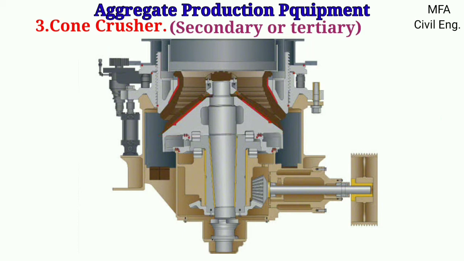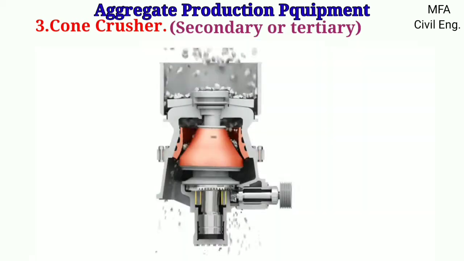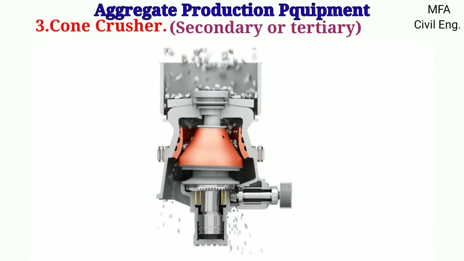In this type of crusher, the manganese steel conical head is mounted on the vertical shaft, which serves as one of the crushing surfaces. The other surface is a concave, which is attached to the upper part of the crusher frame. The bottom of the shaft is set in an eccentric bushing to produce a gyratory effect as the shaft rotates.